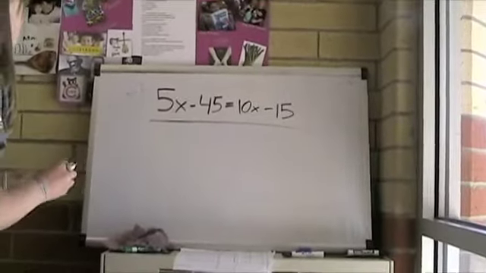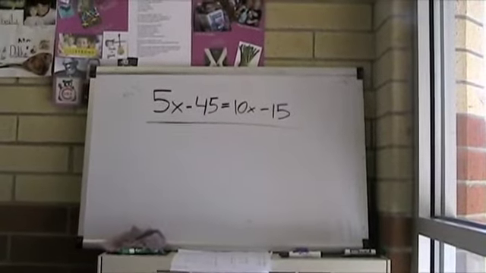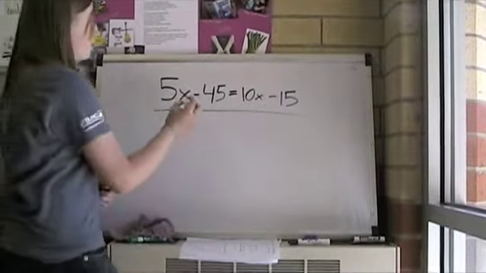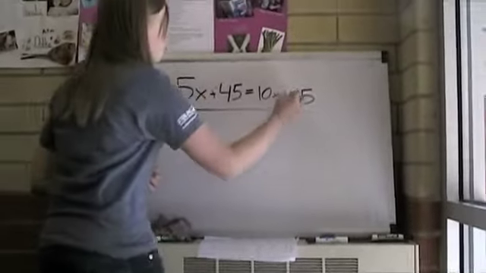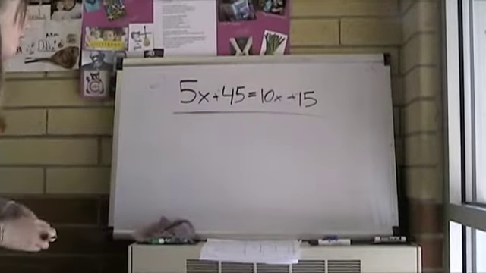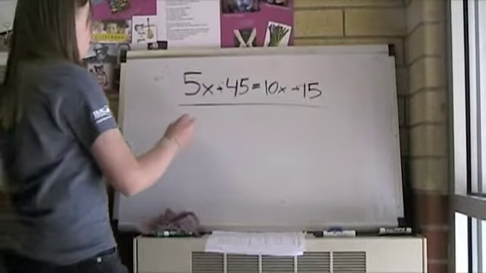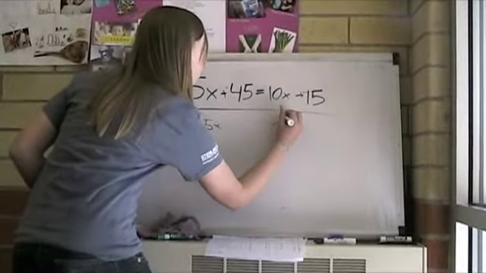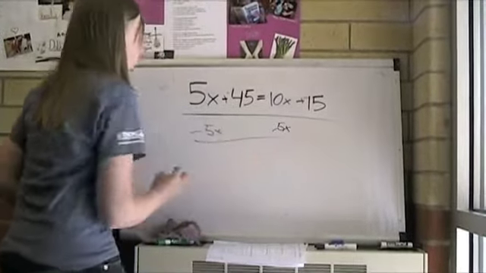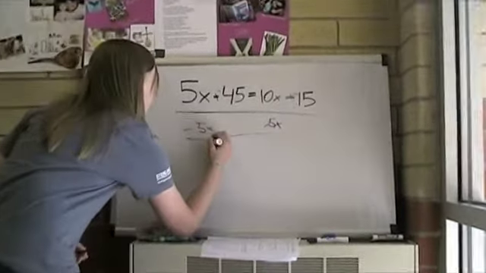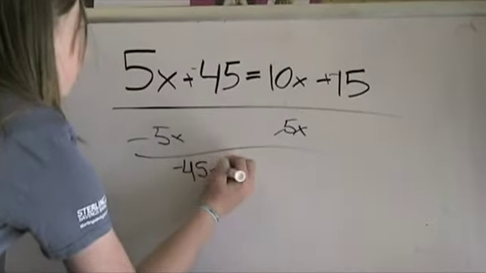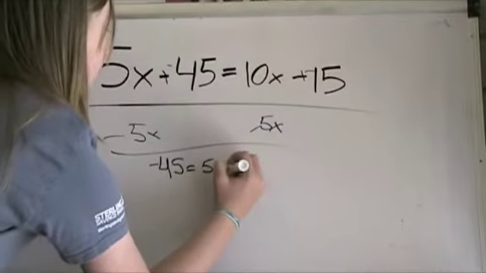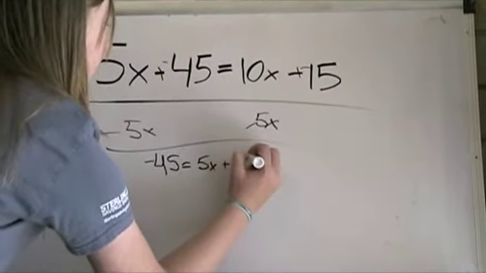So number 6 is 5x minus 45 equals 10x minus 15. If it's minus, I always do plus negative. So first step, I'm going to minus 5x from each side. So that's negative 45 equal to 5x plus negative 15.